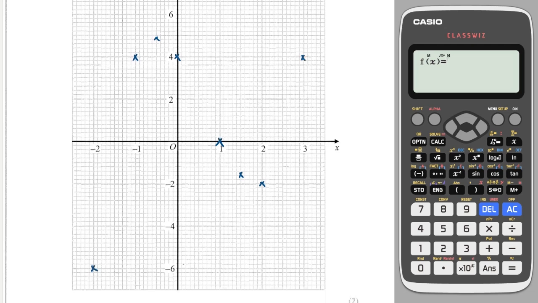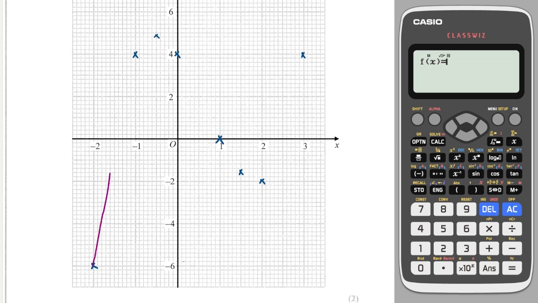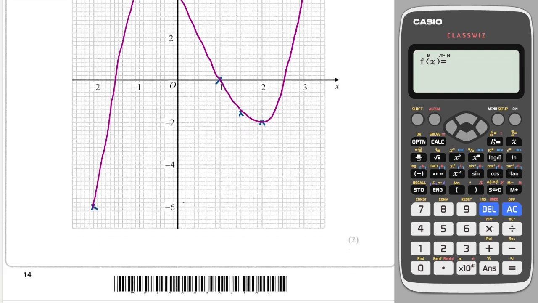And then we connect that up with a smooth curve. It should look a bit like a roller coaster. It goes up, comes back down, and then goes back up again. Lovely. And then here comes the tricky question.